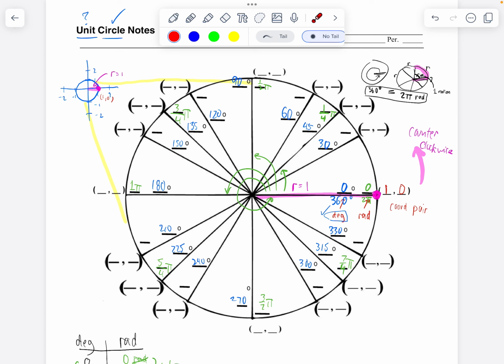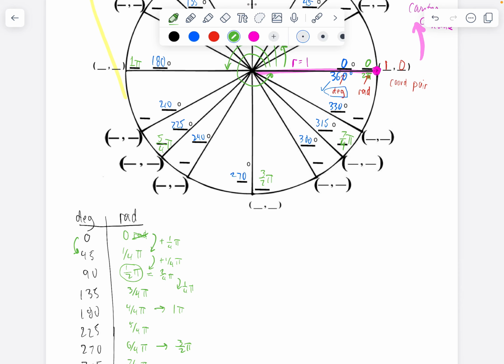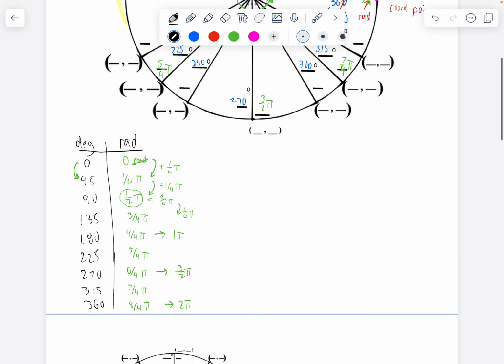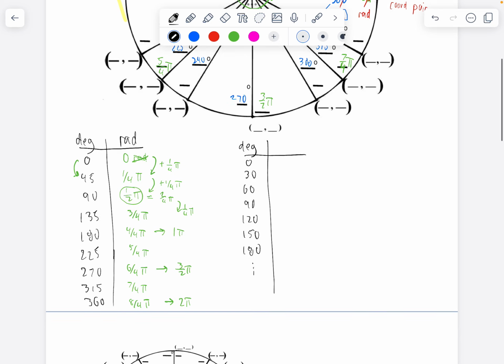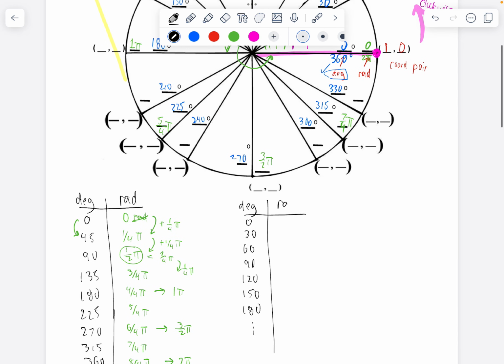So our last piece that we need is the 30 degrees and 60 degrees. So let's make another chart to help us out. So right here, we have degrees, and then we have 0, and we're going to go up by 30 this time. 30, 60, 90, 120, 150, 180. Let's just do the first half of the circle.